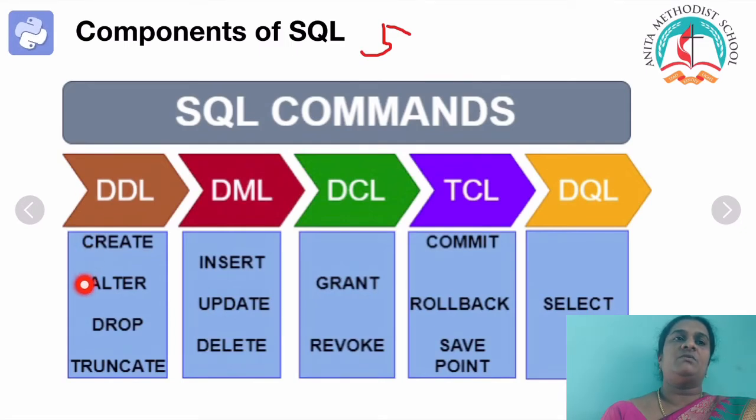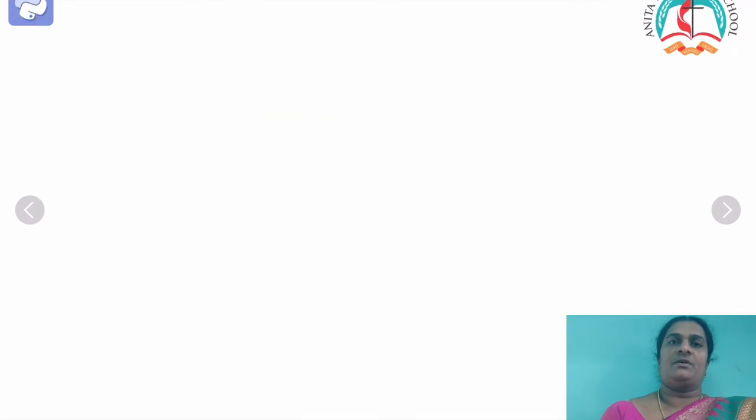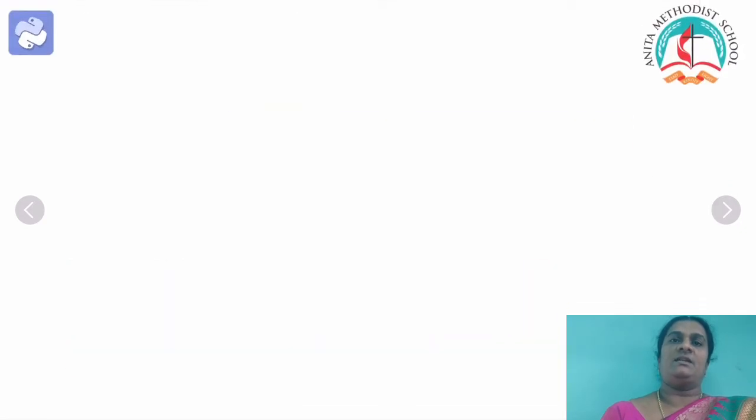Okay. So, create, alter, drop and truncate are used for DDL. Insert, update and delete are used for DML. And for DCL, we are going to use only 2 things because we are going to control it. That is grant and revoke. And for TCL, we are going to see commit and then rollback and save point. For DQL, there is only one thing where we are going to select it. Okay. And we are going to see them in detail now.